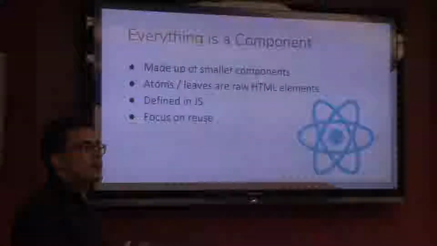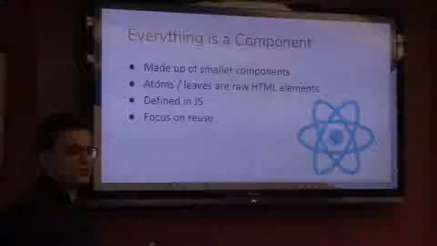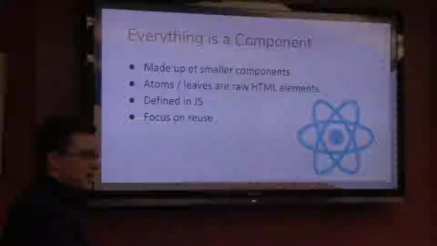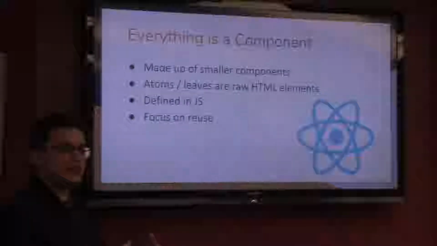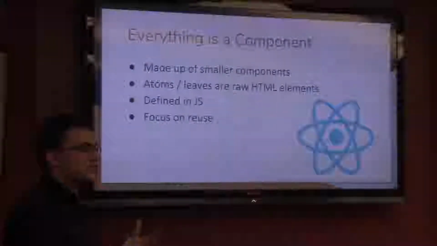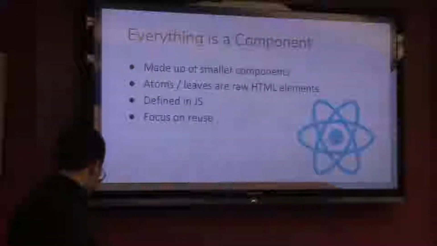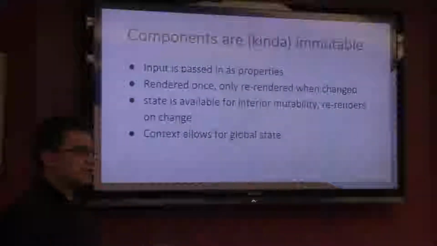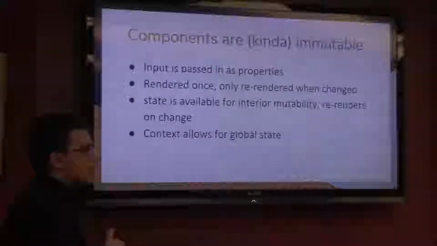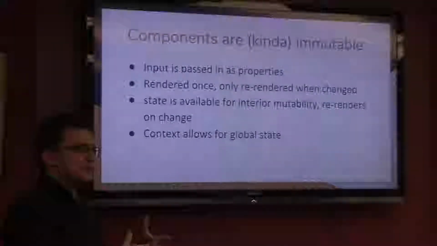So if you had, for example, a to-do list item, which we'll get to soon, you might want to combine a checkbox and a paragraph tag in a div, and it brings it all together, and you don't have to write out everything every time. It's defined in JavaScript, and it's focused on code reuse and code maintainability. Components are kind of immutable, which means you can't change or edit them.